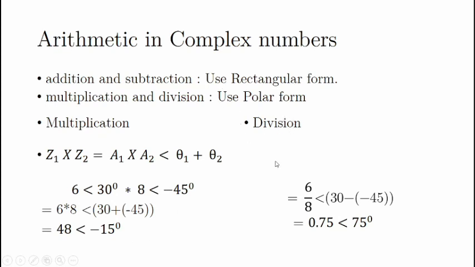Now for division, you have again the same polar values. So 6 angle 30 divided by 8 angle minus 45. The magnitudes can be divided and the angular parts can be subtracted. 6 by 8 angle 30 minus of minus 45. And your answer is this one. It is very simple.